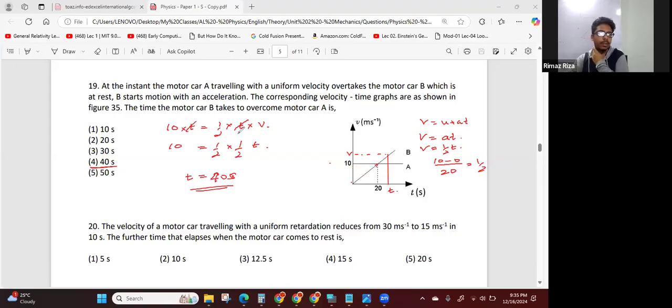That's a triangle, half into base T into height V. To find V, we can use V equals U plus AT. Here A is the gradient, the acceleration, 10 over 20, which is half. Therefore V equals half T. So we get T equals 40 seconds. After 40 seconds, B will overtake A.